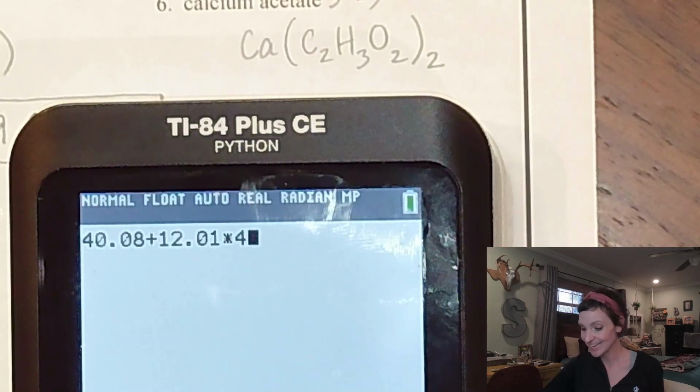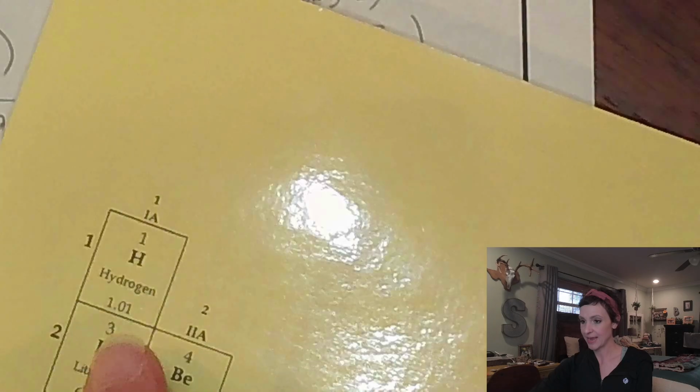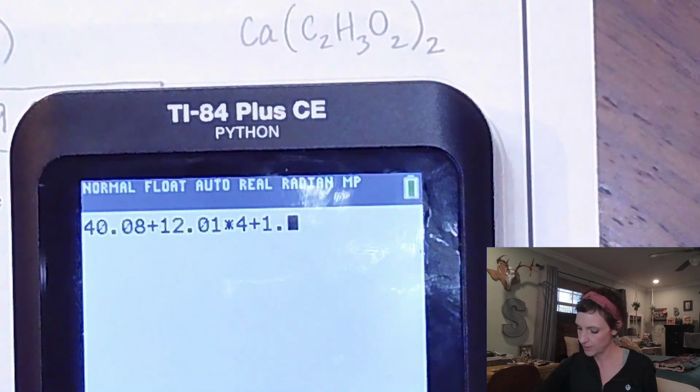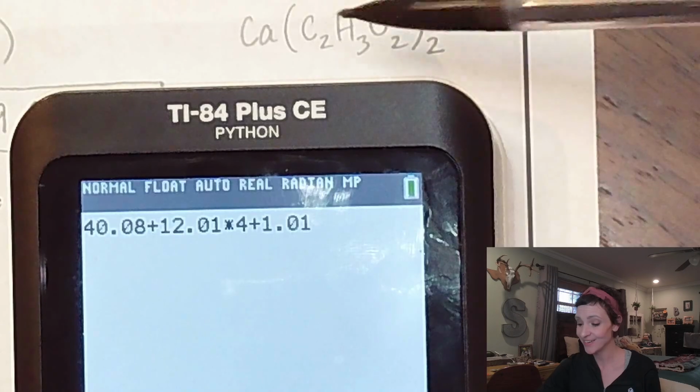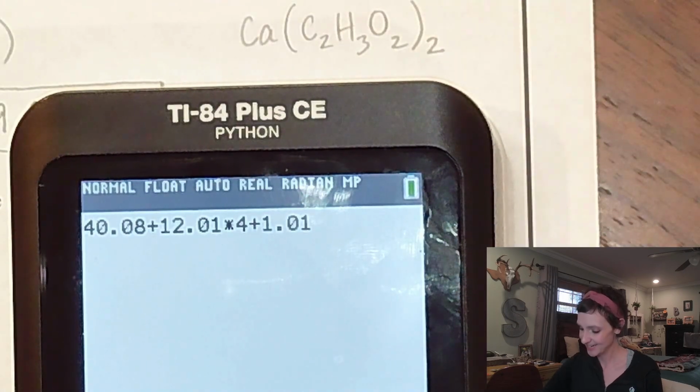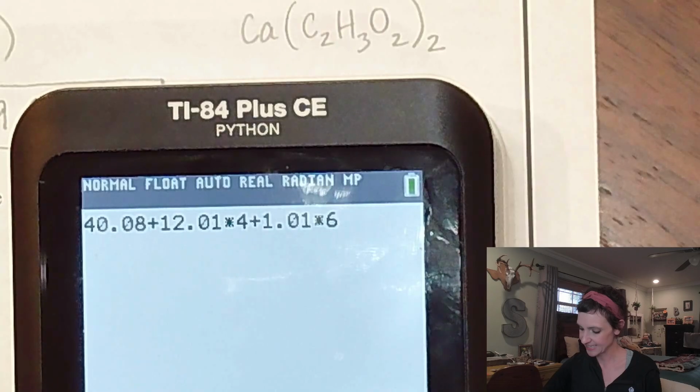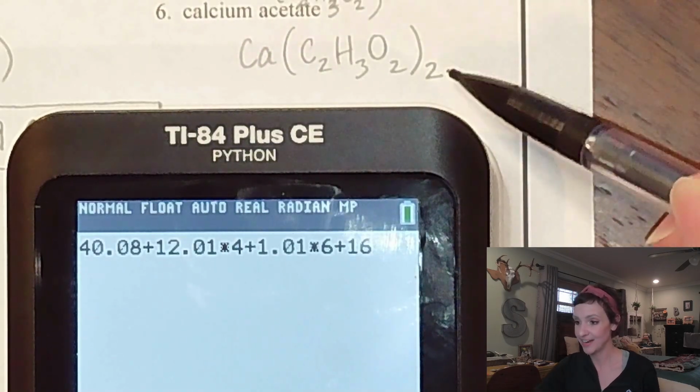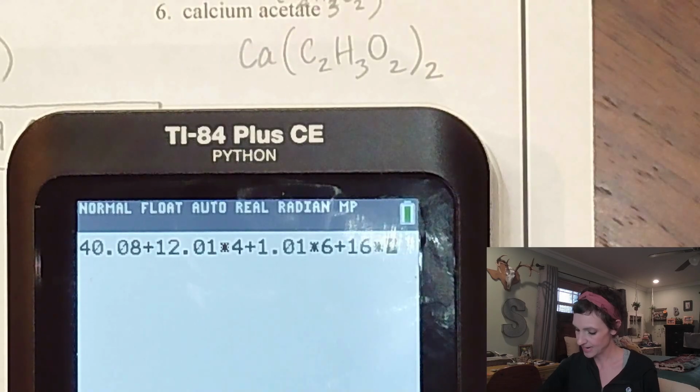All right, next element in there is I got some hydrogens. Hydrogen's molar mass is 1.01. And how many hydrogens do I have? 3 times 2? 6. So I got to multiply that by 6. And then my last element in there is oxygen. He is 16. And how many oxygens are in there? 2 times 2. So times 4.